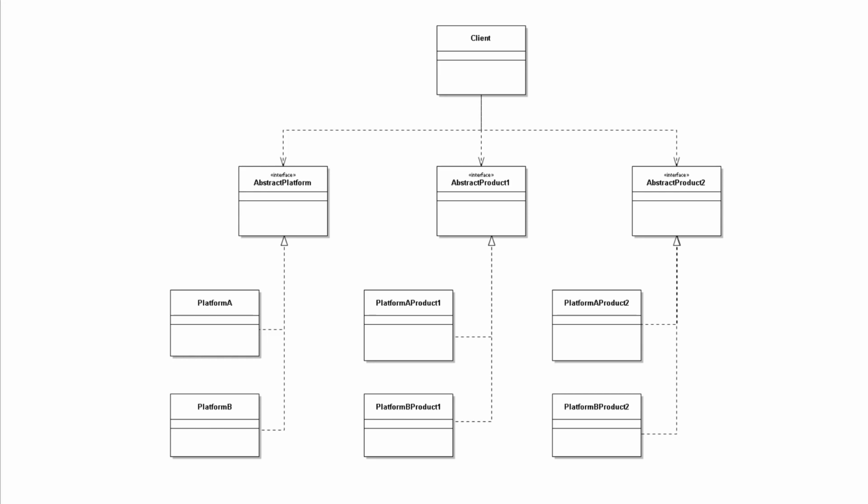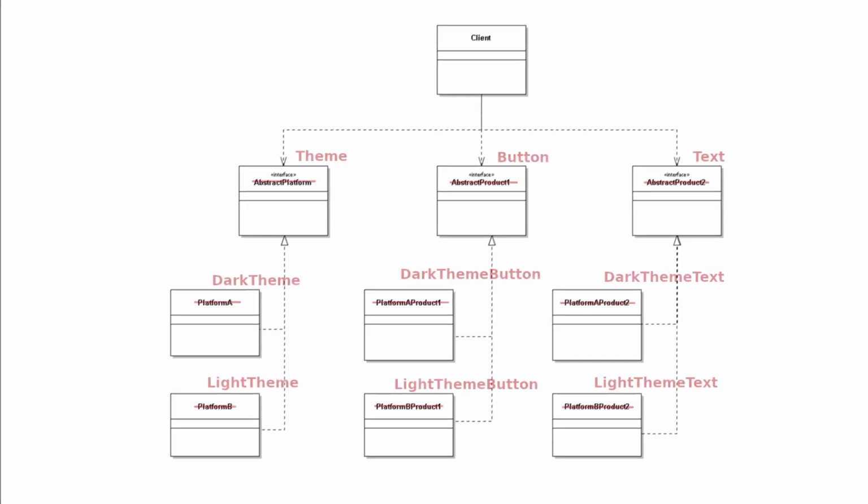So let me rename things, and maybe that'll make it a little bit simpler. As you can see, we renamed abstract platform to be theme. Platform A is dark theme and platform B is light theme. Those are the concrete implementations of a theme. And then product 1 is a button, so you have dark theme button and light theme button, and then you have text, so you have dark theme text and light theme text. So how does all of that actually work? Like, how do you actually implement that?